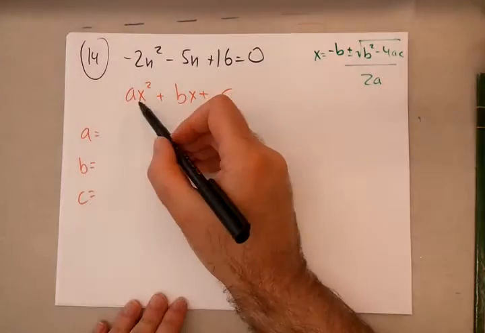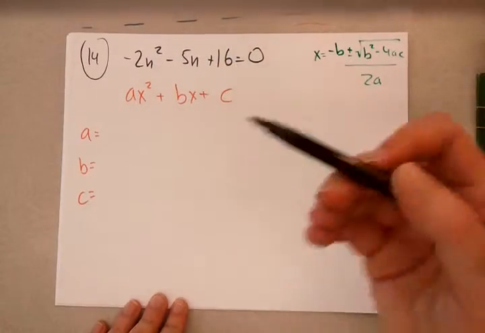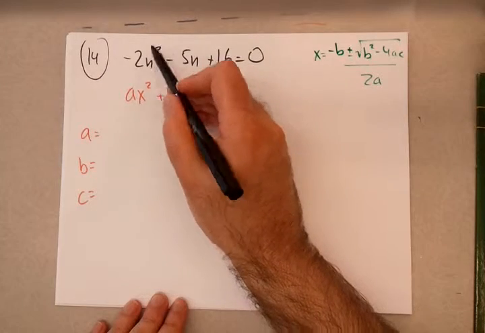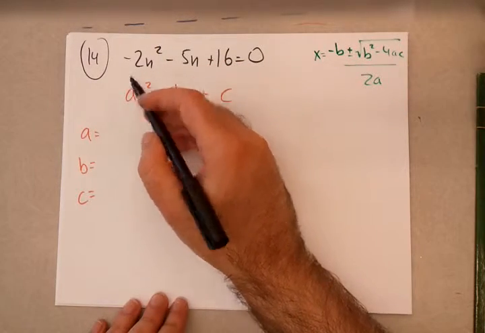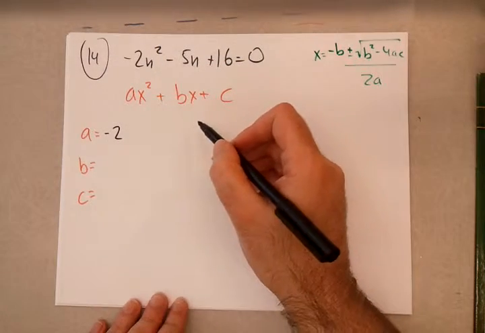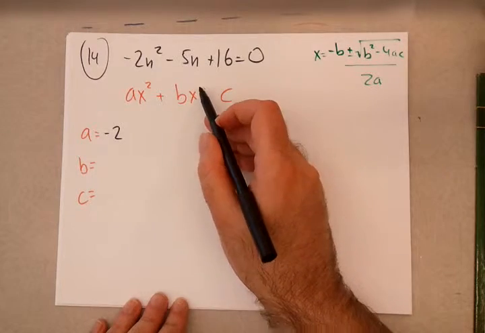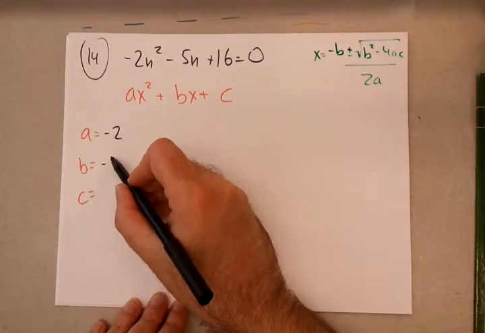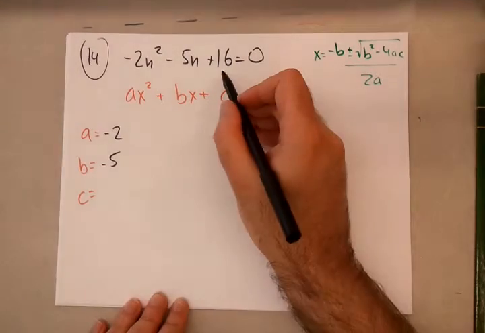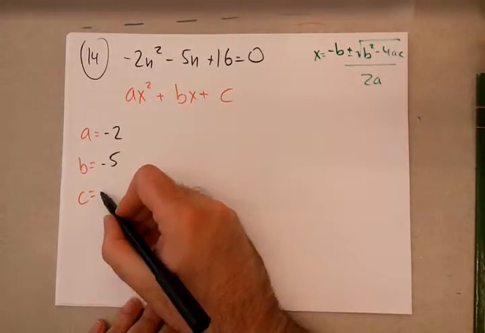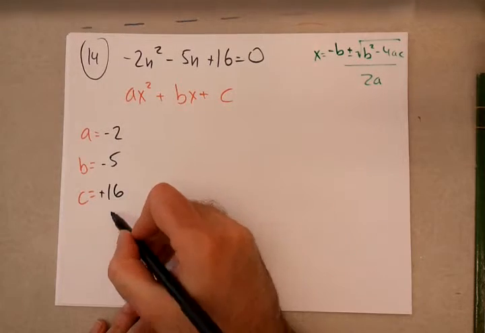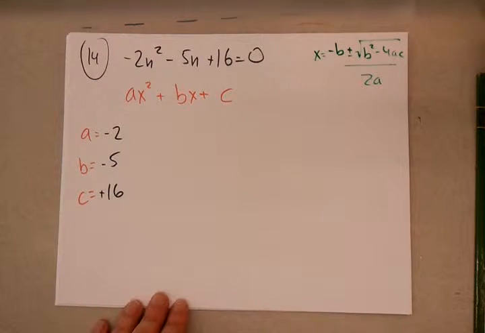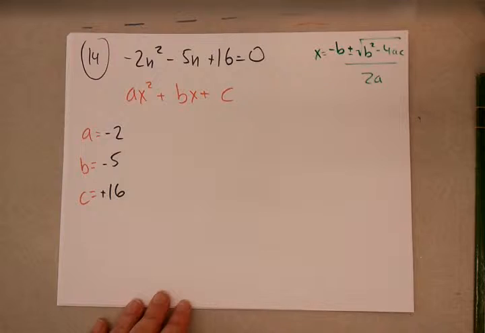Well, the a is whatever is in front of the x squared, or whatever the variable is. So in front of the n squared here we have the -2. That's our a. The b is whatever's in front of the middle term, that middle variable. In this case it's a -5. And the c is, well, right here, whatever's all by itself. So that's a +16.